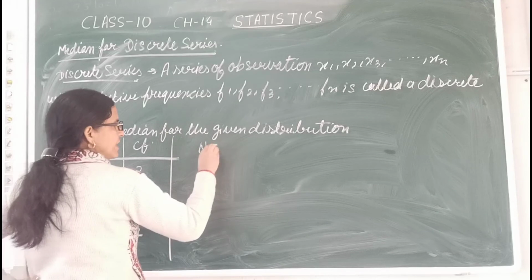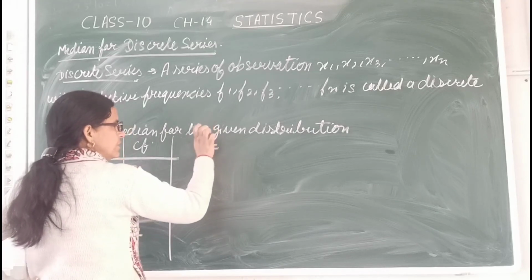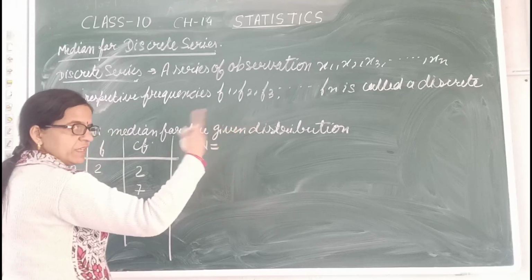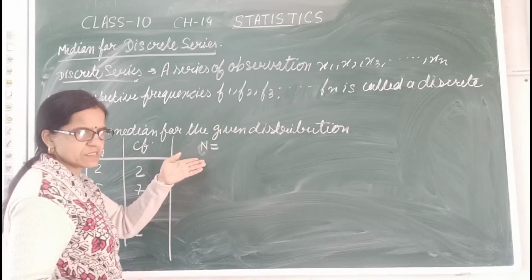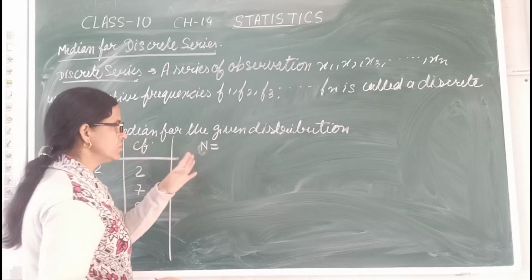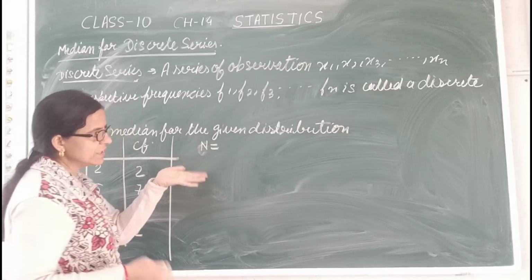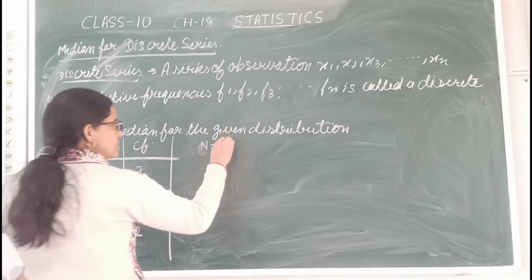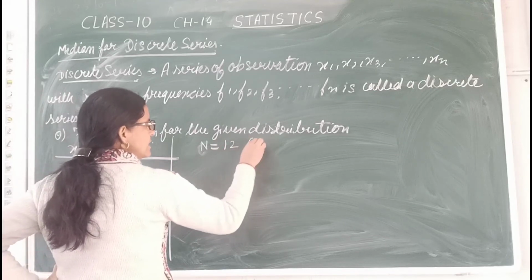Now first step, we will find N, that is the total number of frequencies. I have written small n when I was explaining the formula. You can write small n. Since I have written capital N, I won't change it. You can write capital N and write the formula in capital N terms only. So capital N equals 12, that is even.